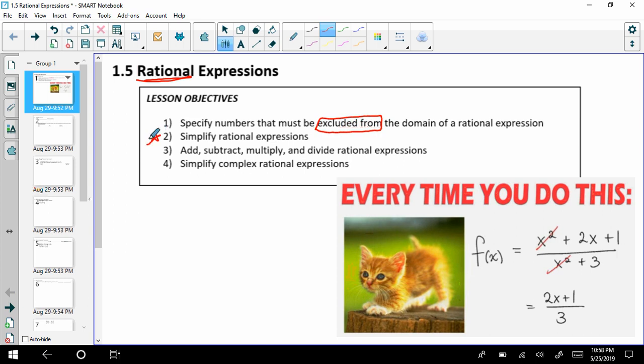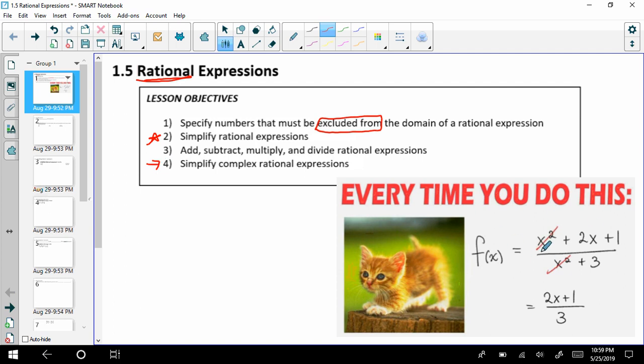Number 2 will be a biggie, being able to simplify these. Again, this whole unit is about simplifying. The third objective is working with different operations with rational expressions. And then 4 will be kind of like the grand finale, or maybe the most intense out of all of the objectives. So, then we'll talk about this little graphic that I have here.